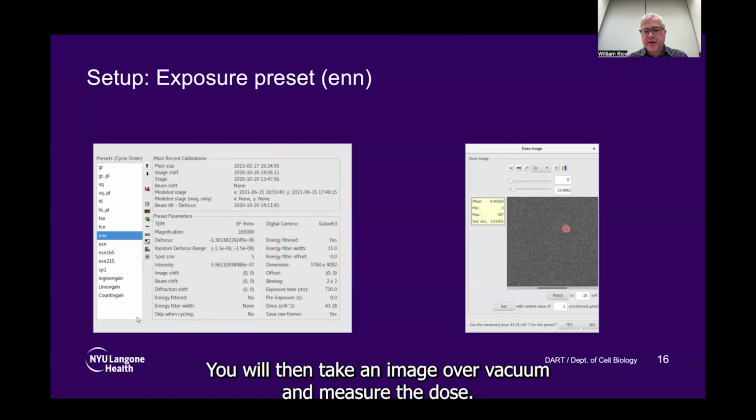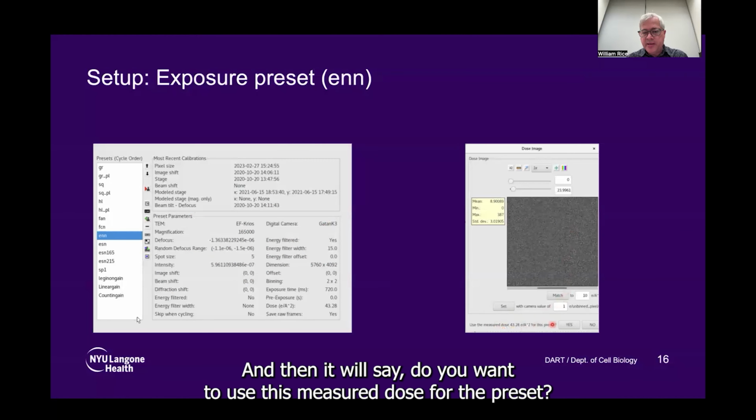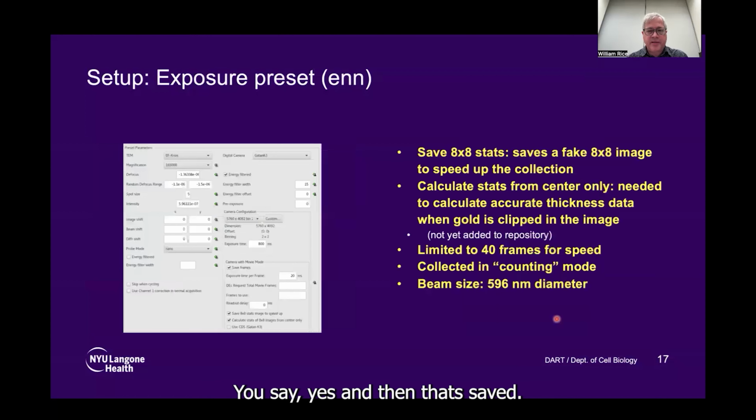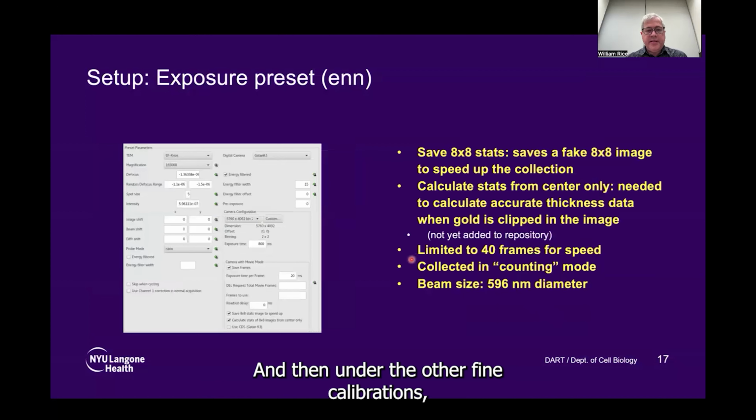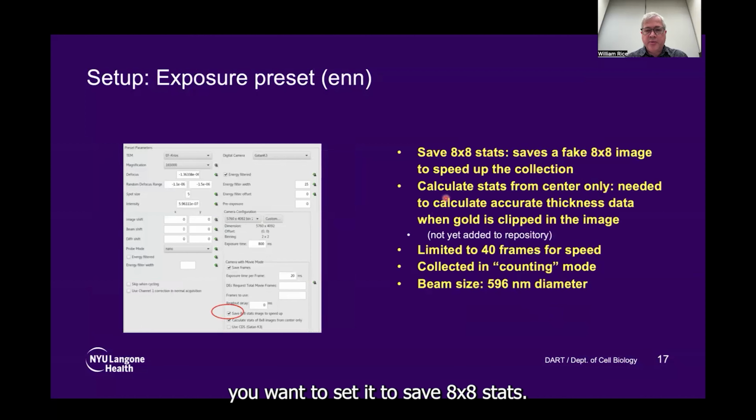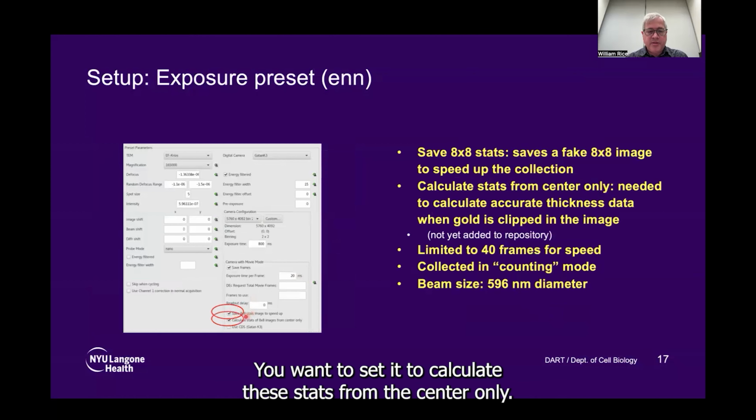It will then take an image over vacuum and measure the dose. And then it will say, do you want to use this measured dose for the preset? You just say yes, and then that's saved. And then under the other fine calibrations, you want to set it to save 8x8 stats. And this speeds up collection quite a bit. You want to set it to calculate these stats from the center only.